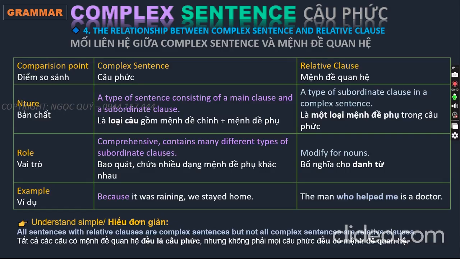Role: the complex sentence is comprehensive, containing many different types of subordinate clauses. The role of the relative clause is just to modify nouns. Example of a complex sentence: because it was raining, we stayed home. Example of a relative clause: the man who helped me is a doctor.